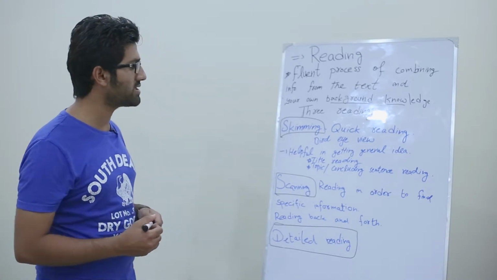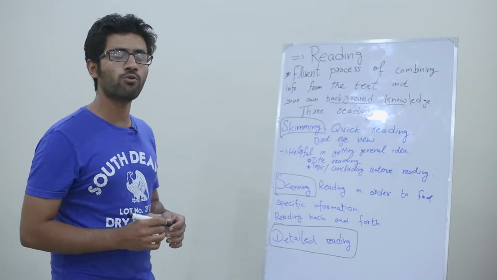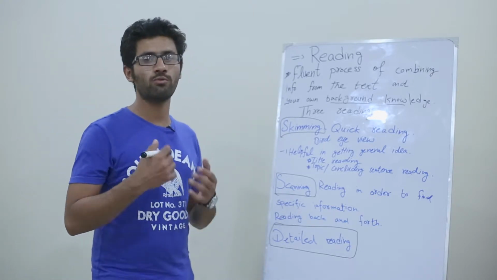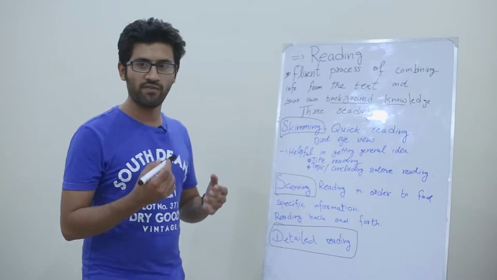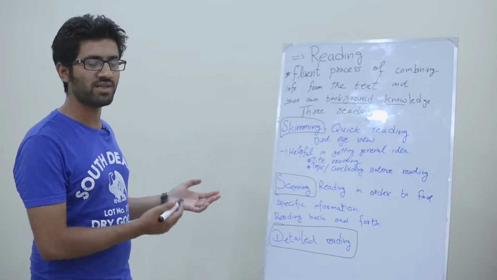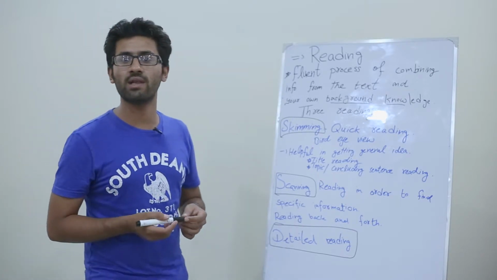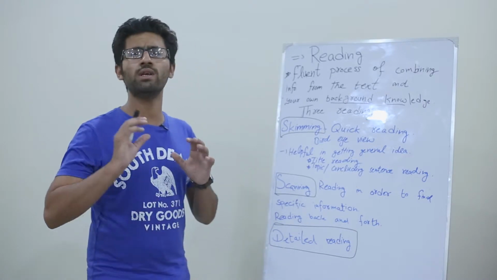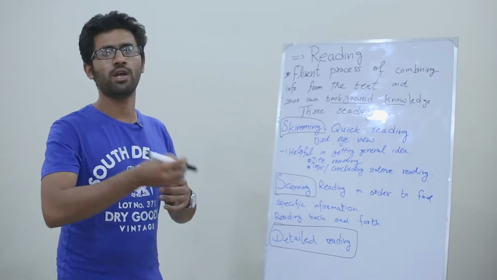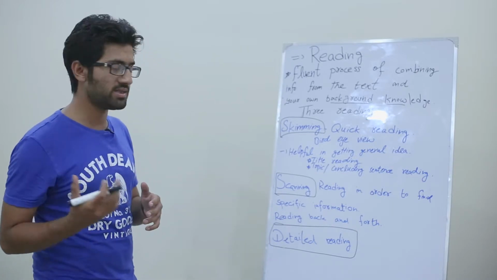So the next reading is scanning. You read the text in order to find something specific. What could be the specific things? Like the figures, the places, names, dates. These are the specific information that you can gather. It can be useful when you know the answer of something like dates, and you just quickly scan that information, like comprehension questions.